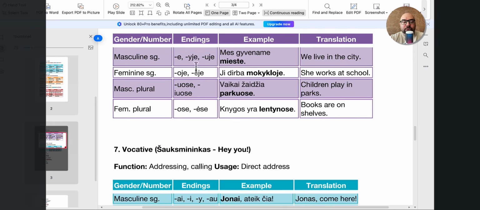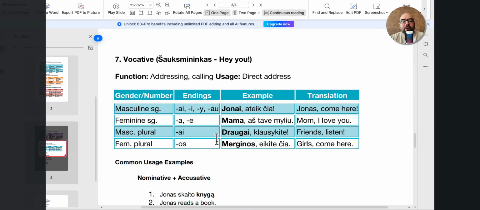Once again, we have those endings. And then we have vocative, which is called šauksmininkas. The question is actually, hey, you, right? Because there's no real question over here. So basically, you're saying like, Tom, mom, hey Tom, hey mom, hey friend, right?